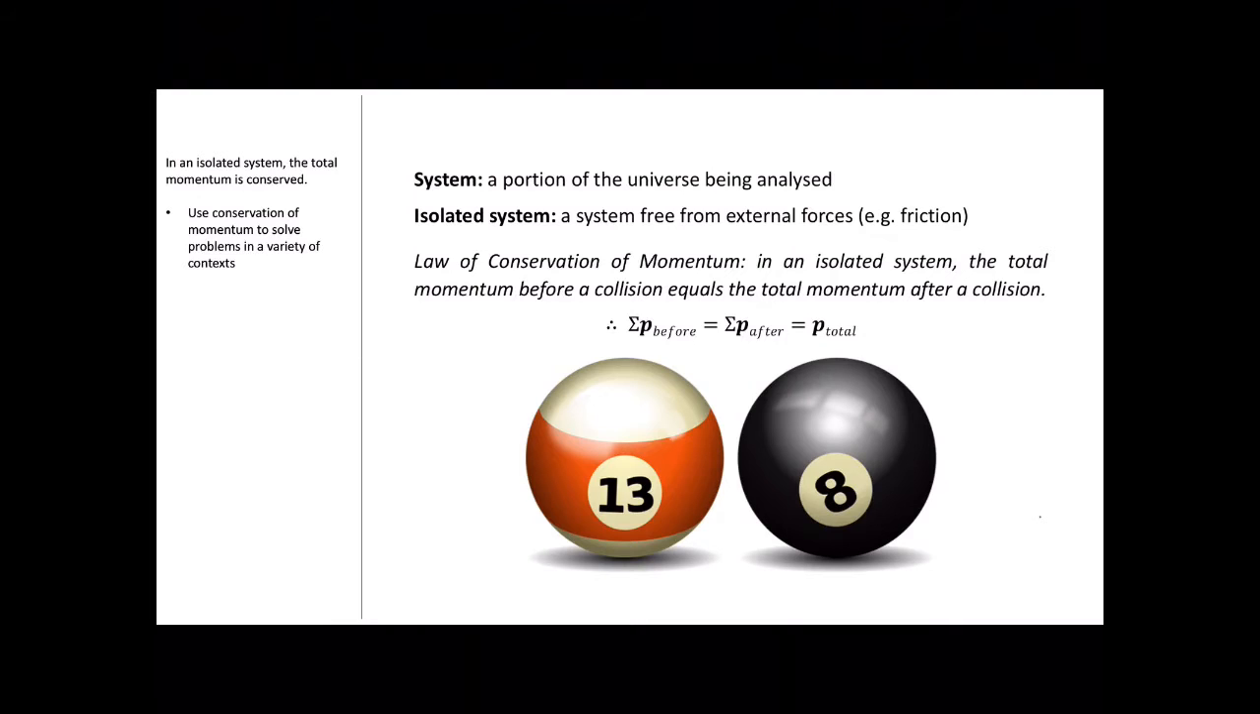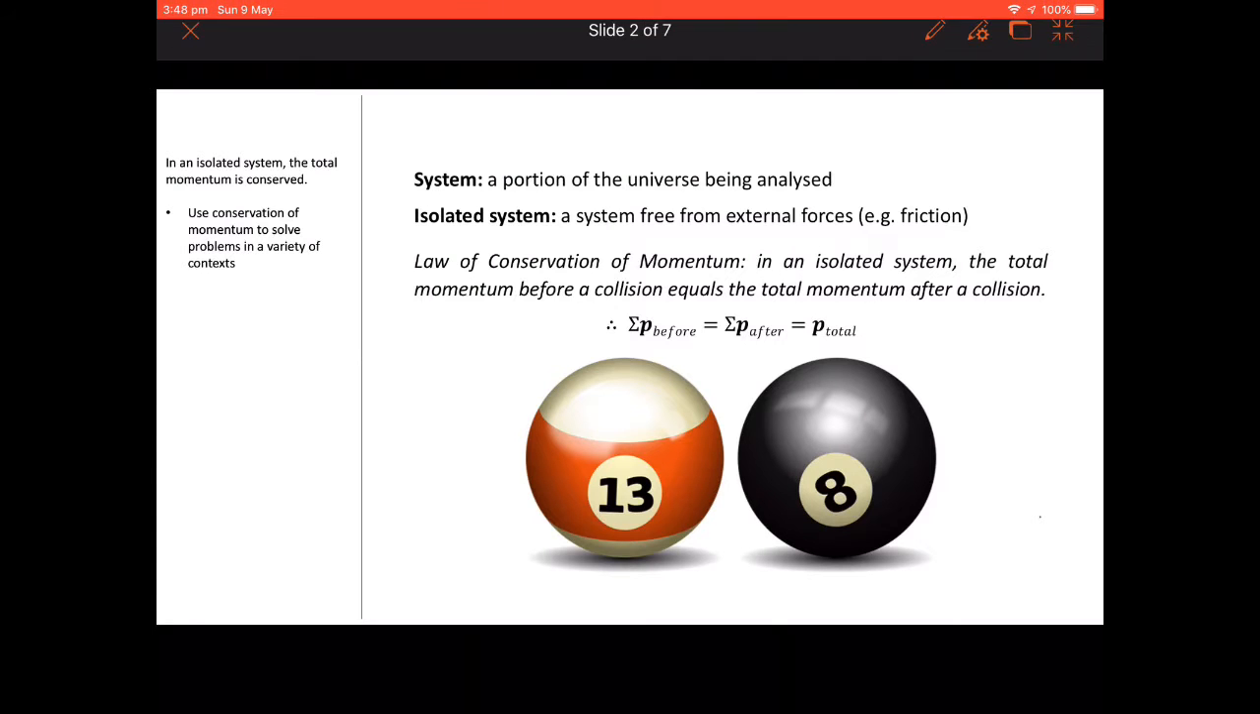The law of conservation of momentum states that in an isolated system, the total momentum before a collision equals the total momentum after a collision, and that's represented by this rule here. So total momentum before a collision is equivalent to the total momentum after a collision, and therefore both of those separately are equal to the total momentum of the system.